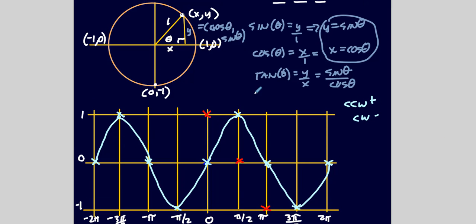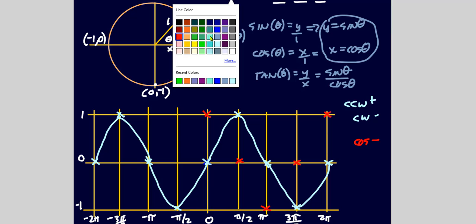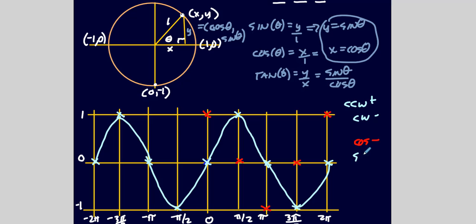The cosine of 270 degrees, or 3 pi over 2, is 0. And then back to 2 pi, or 360 degrees, it's going to be 1 again. Okay, so cosine is the red, and sine is going to be, what color did I use there? Basically, I use this. Sine is going to be that color.